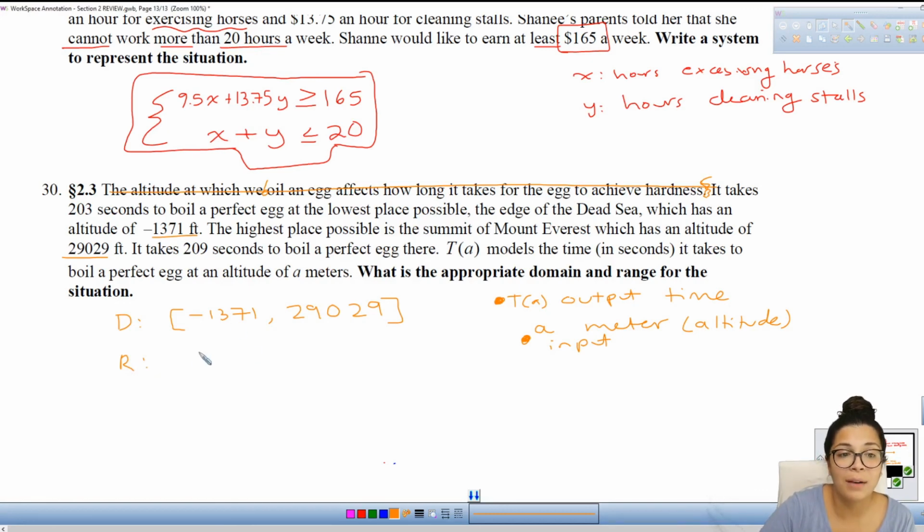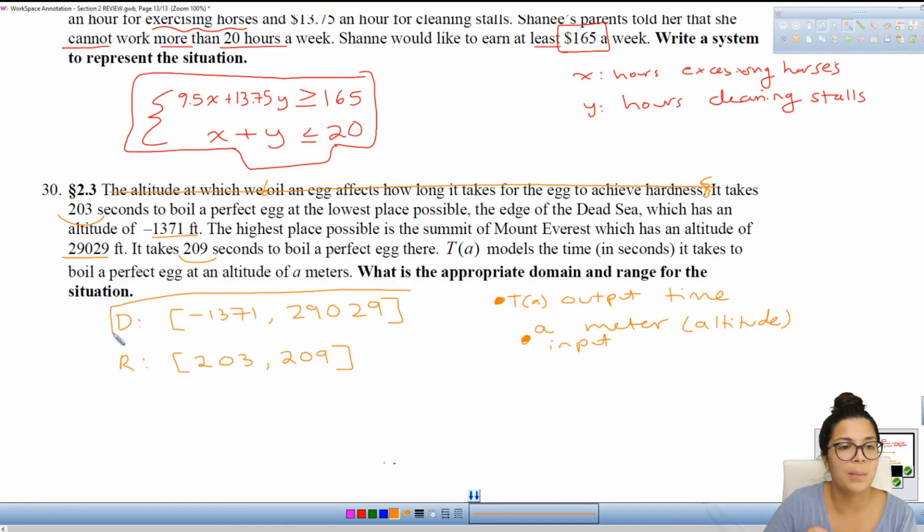So we have the smallest amount of time would be for boiling it at, where am I? So it takes 209 seconds to boil a perfect egg at the highest altitude, but it takes, where is it? Oh, there it is, 203 seconds to boil a perfect egg at the lowest altitude. So the smallest amount of time for this equation would be 203, and then the largest would be 209. And that is the domain and range for this situation.